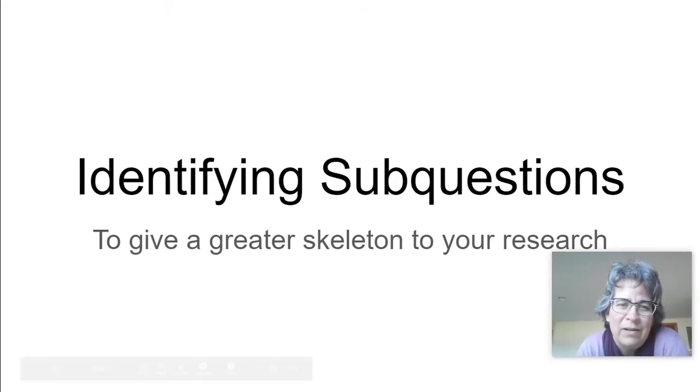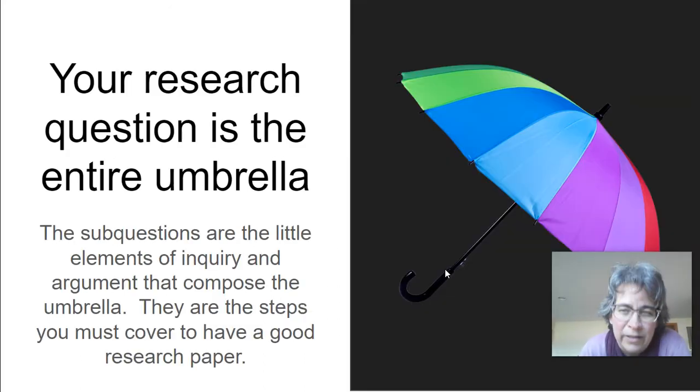So, a really important part to research is thinking of your essential question, but also thinking of the sub questions that circulate in and around and under your essential question. Essentially, your essential question is the umbrella, it's the entire thing. But the sub questions are each little slice of the umbrella, the steps that you have to cover in order to have a good research paper.